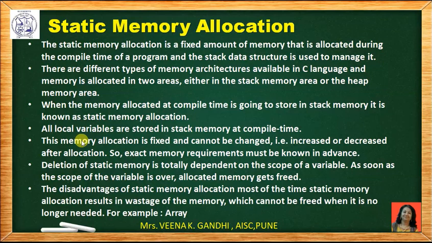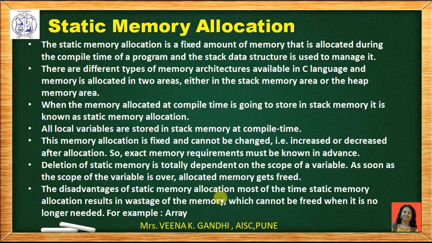Now this memory allocation is fixed. It cannot be changed during the runtime. So it cannot be increased or decreased after allocation. So the exact memory requirement must be known in advance. Now deletion of static memory totally depends on the scope of the variable. As soon as the scope of the variable is over, the allocated memory gets freed or destroyed.